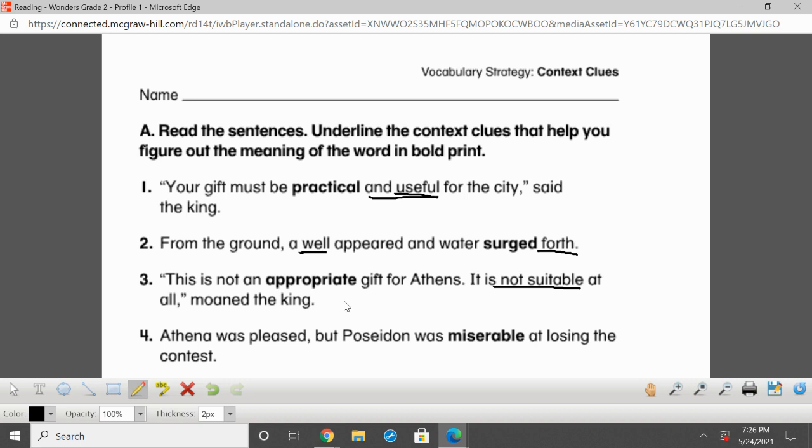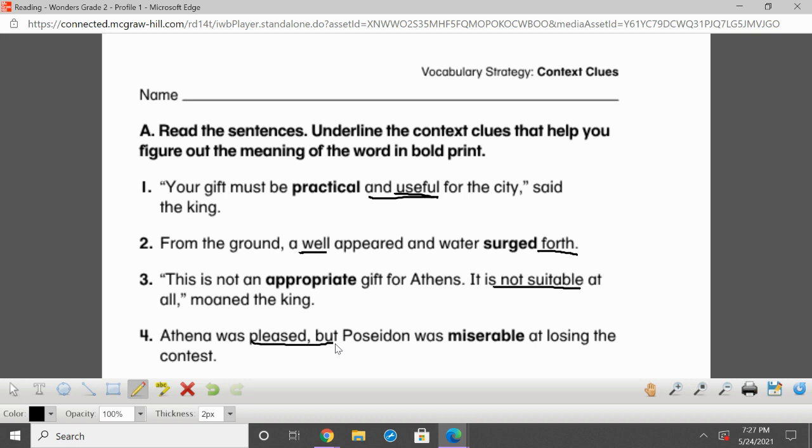For one, we see Athena was pleased. So pleased means happy, but, so that word but means that Poseidon was not pleased. So that kind of gives us a clue that miserable does not mean happy or pleased, right? So that's something we can underline. Pleased, but. So that says, hey, Poseidon's the opposite of pleased and happy. So miserable probably means mad or not happy.